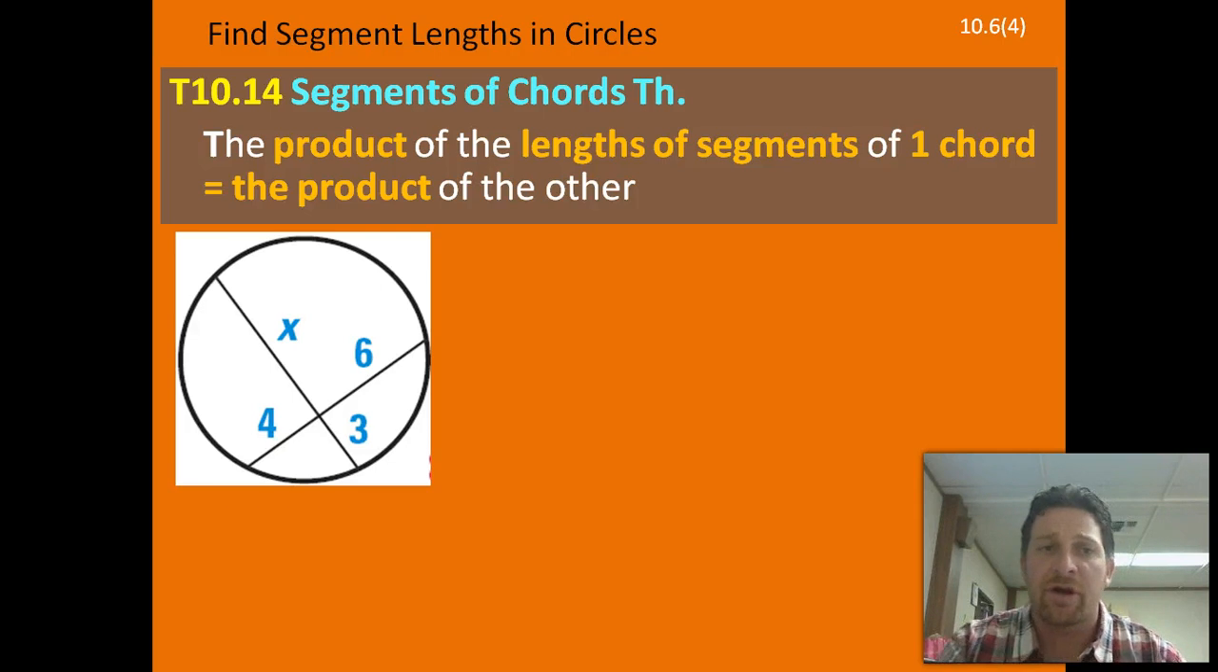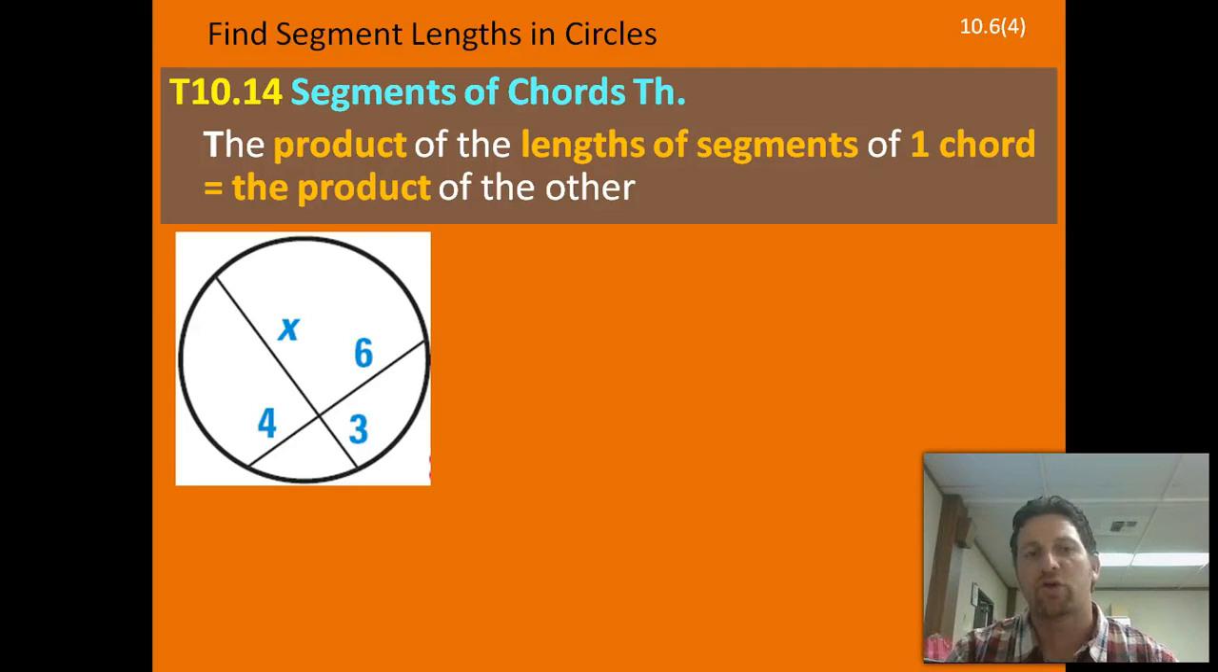Okay, so let's start off with theorem 10.14, which is the segments of a chord's theorem. Basically, this says that the product of the lengths of the segments of one chord is equal to the product of the other. So if I look at the chord that stretches across the 4 and the 6, that's one chord. And the other chord is part X and part 3.